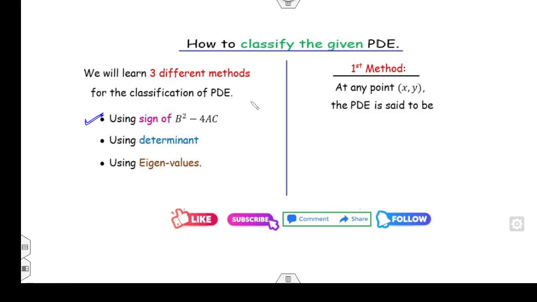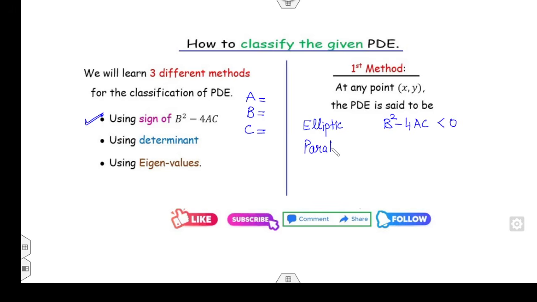At any point, you have to compare the partial differential equation and obtain the values of A, B and C. At any point x comma y, the partial differential equation is said to be elliptic whenever your discriminant b square minus 4ac is less than 0.